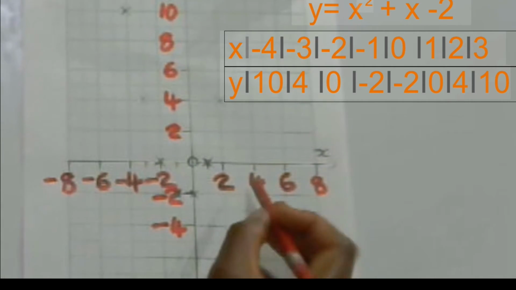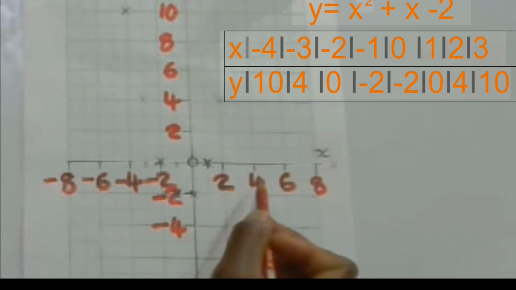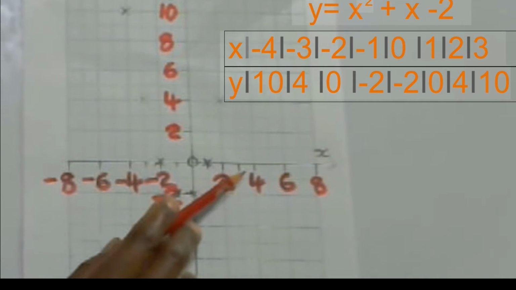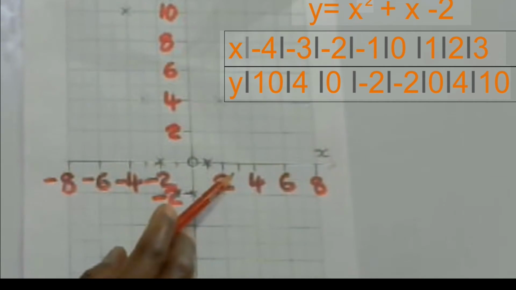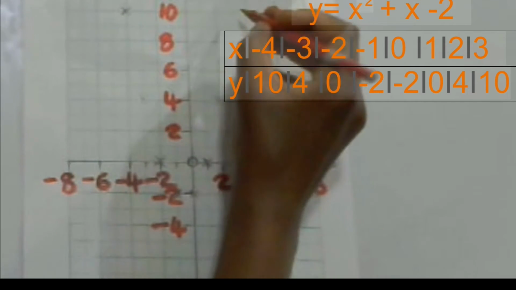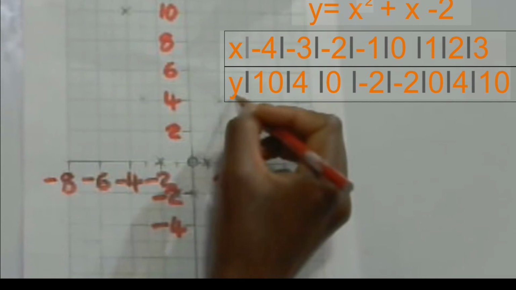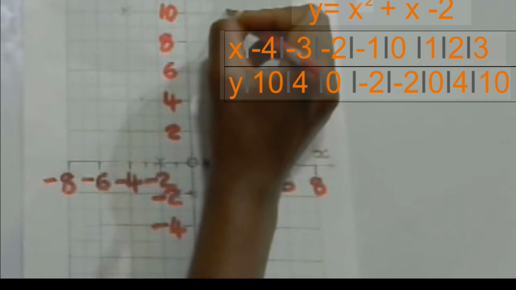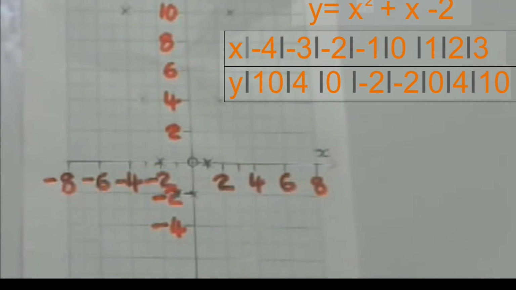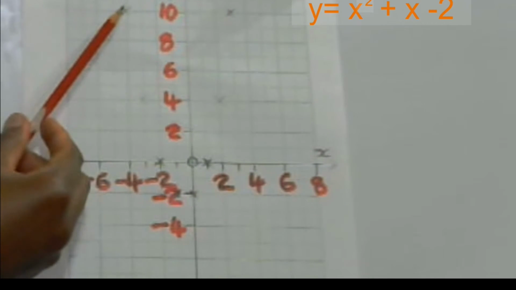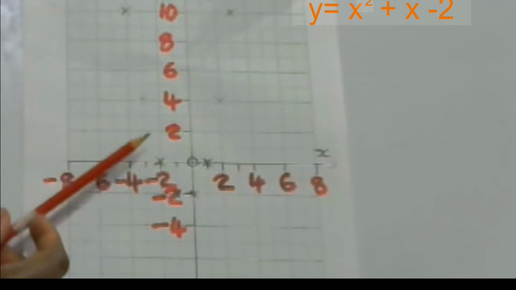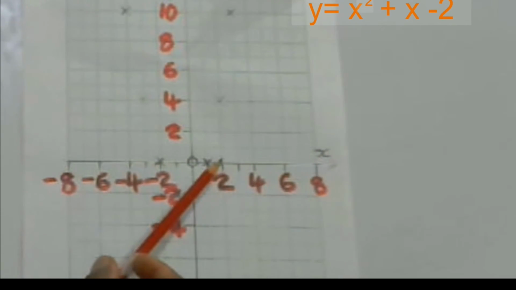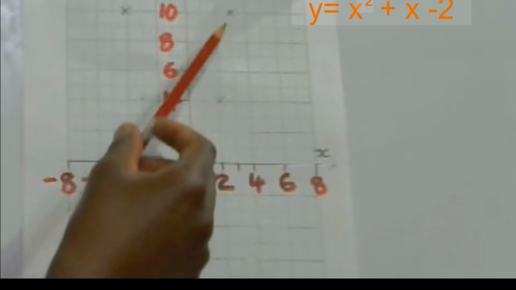And our last point is a 3. There is our 3. It's a 3, 10. So our 3 is there. We'll go up, up, up. There is our 10. So now we do have our points. There is our first point, second point, third one, fourth, fifth point, sixth, seventh, and our 8th point.